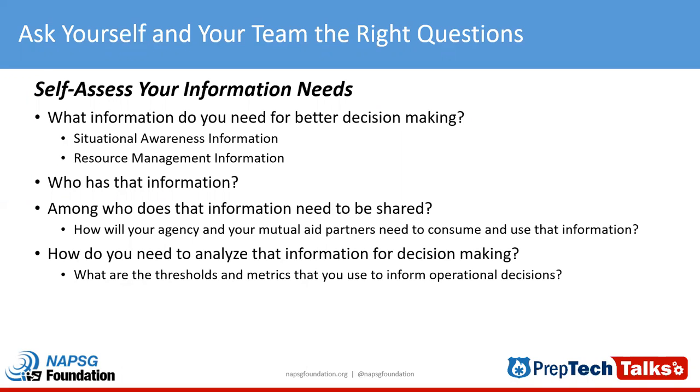It's really easy to say, I need all information. I need to see everything from everyone. But really, hone in on what information you need to drive better decision-making, parsing out what you need for situational awareness versus what is resource management information. And then ask the question, who has that information? Is it somebody within a different department within your agency or within your jurisdiction, or is it a neighboring jurisdiction, if you are in, say, a county mutual aid group or a regional mutual aid group?